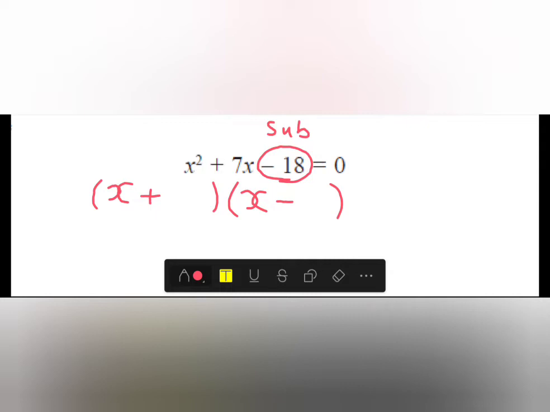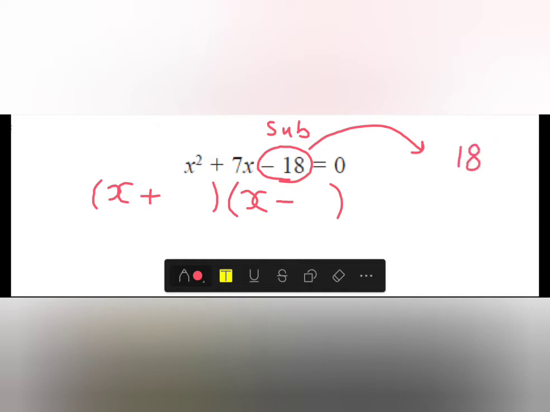Now, we need to find the numbers that work out this quadratic equation. What does that mean? It means when you multiply these two numbers, you will get 18. And when you subtract them from each other, you'll get 7. This is the idea of this puzzle. Now, to make this easier, we're going to factorize 18 first.